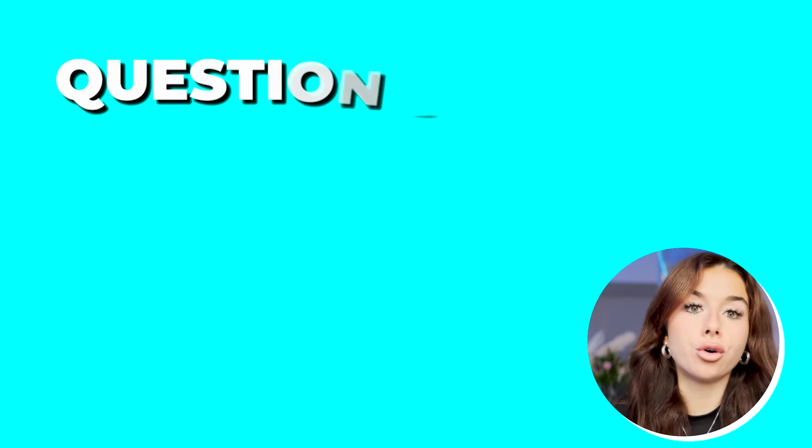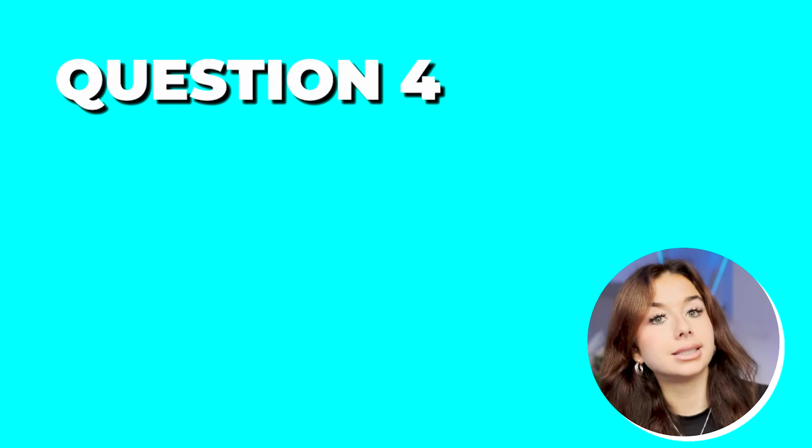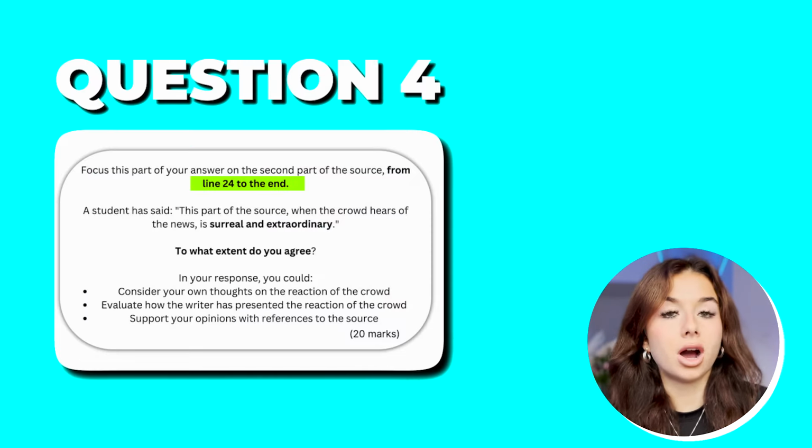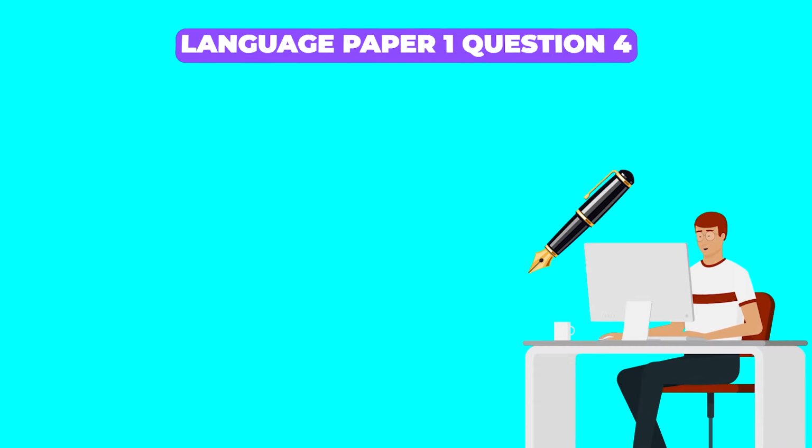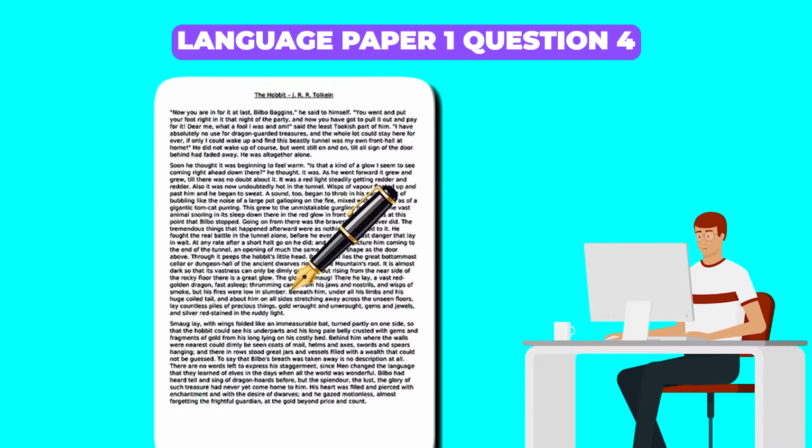So for question 4, it will say something like this. Look at lines 25 to the end. So what I will literally want you to do is get your pen, look at where line 25 is and draw a line across and only look from that part downwards. Do not look at any lines beforehand, because if you analyse anything from before the extract they've given you, you won't be marked on it.